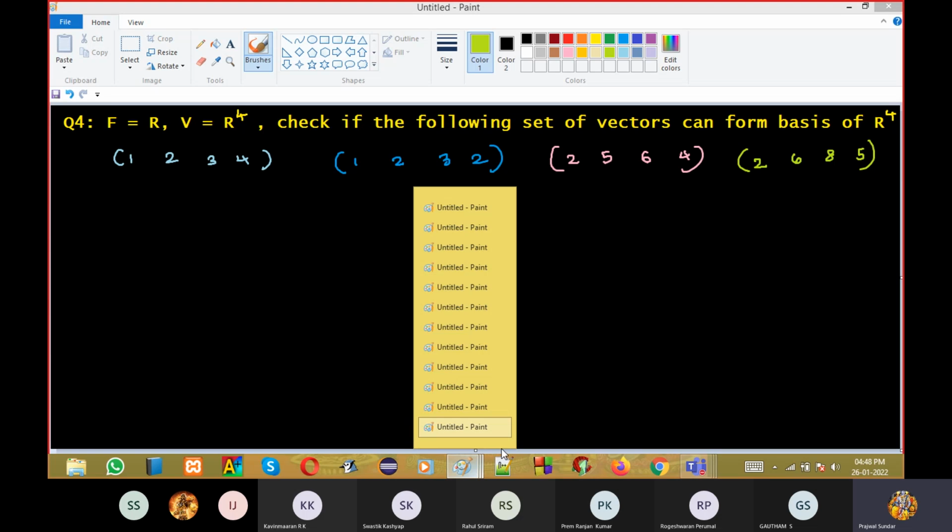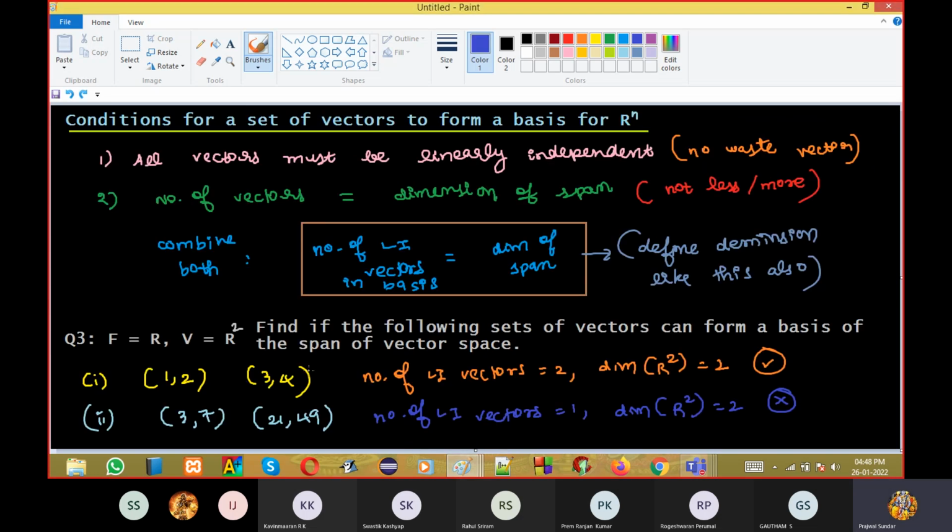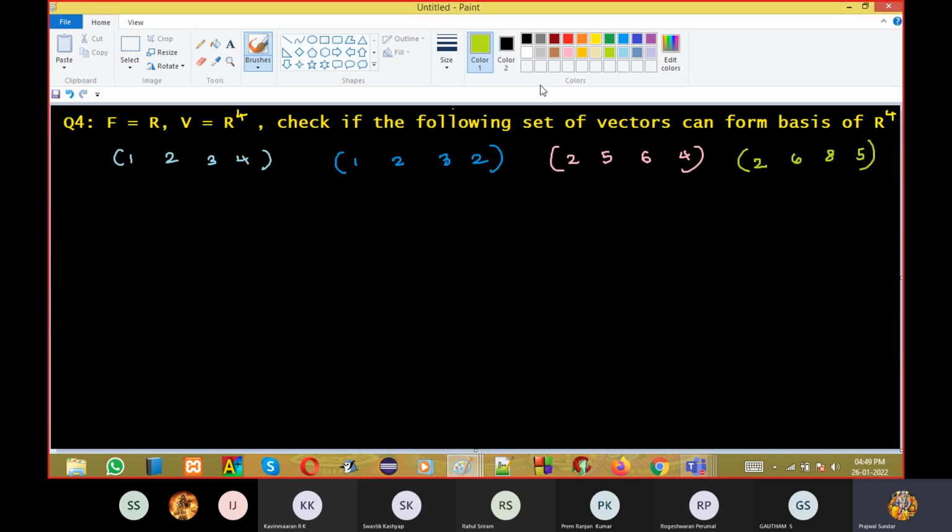Now if you observe carefully the earlier question, we could just see with our eyes that the vectors were dependent, because one was a multiple of the other, into 7. So we could say that the vectors are linearly dependent. But here you cannot do that. There are 4 vectors. You cannot say with your eyes whether they are linearly independent or dependent.